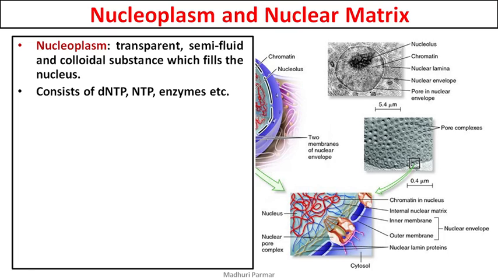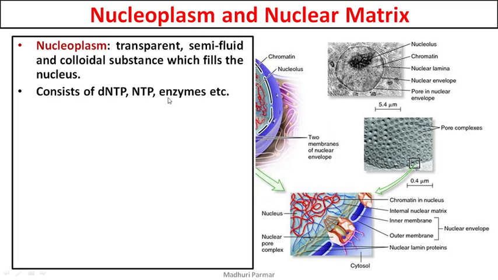After nuclear envelope, let us discuss the nucleoplasm. As I already told you, like cytoplasm for the cell, nucleoplasm for nucleus. It is transparent, semi-fluid, colloidal substance which fills the nucleus. This liquid portion has a lot of dNTPs. dNTP is deoxyribonucleotides. Okay, dNTPs are used to make your DNA.